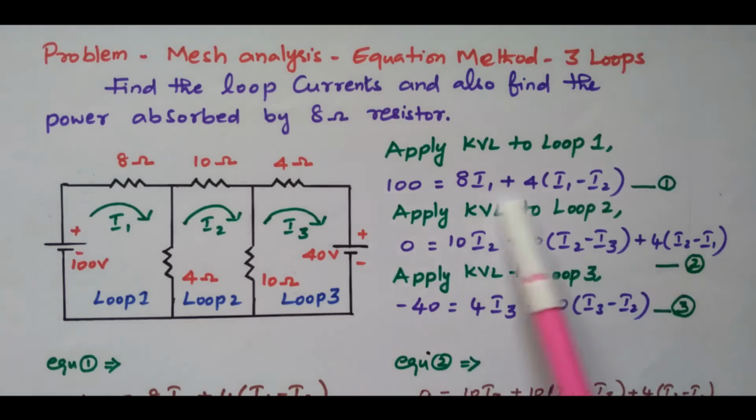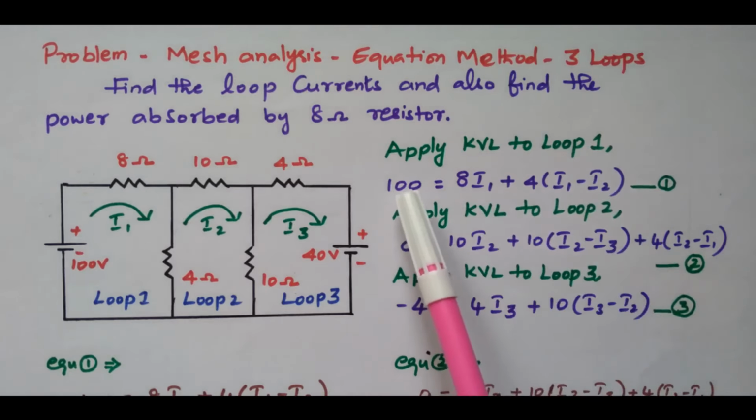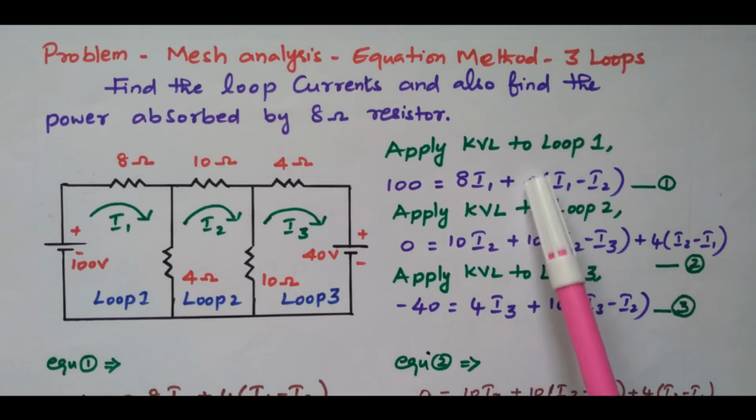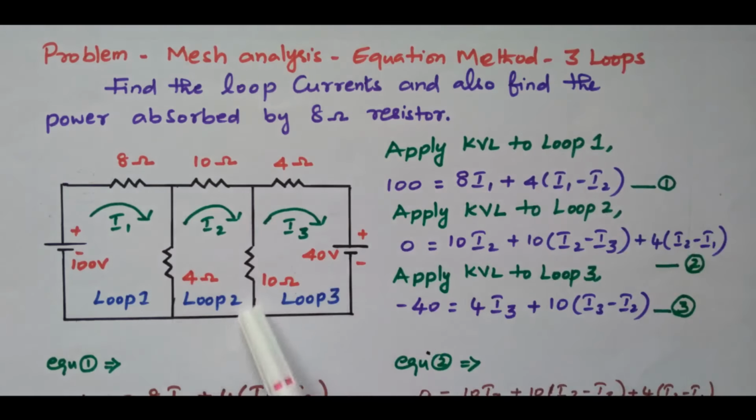So we frame equation 1. Voltage rise 100 equals voltage drop across the 8 ohm resistor plus voltage drop across the 4 ohm resistor. Now we have framed equation 1. Now we'll consider the second loop. Loop means closed circuit. In the second loop, what are the resistors available? 10 ohm, another 10 ohm, and this 4 ohm. These three resistors are available in the second loop.